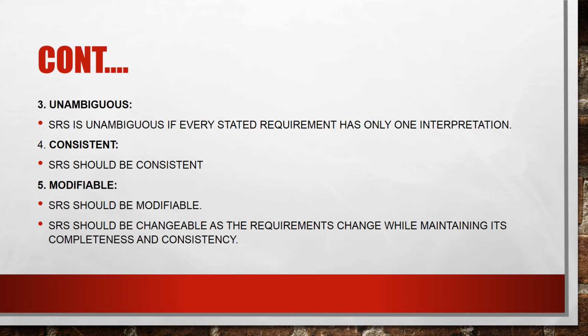Then the next characteristic is modifiable. Modifiable means that it is easy to modify. That means the SRS document that we are maintaining should be flexible enough so that in future, if the customer wants to add more requirements to the system, or wants to add more features, the changes can be accommodated efficiently while maintaining its completeness and its consistency. So it should be modifiable.